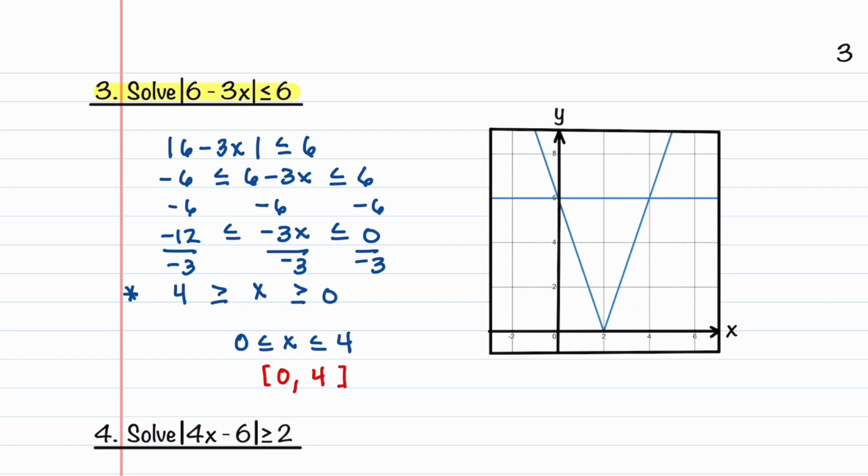Let's go over to our graph now and let's see if this makes sense. We wanted to find where our absolute value was less than or equal to 6. So that's this piece and this piece. And if we trace down, we can see that is at the point 0 and then at the point 4. So our x is any value between 0 and 4. Let's do one more problem.